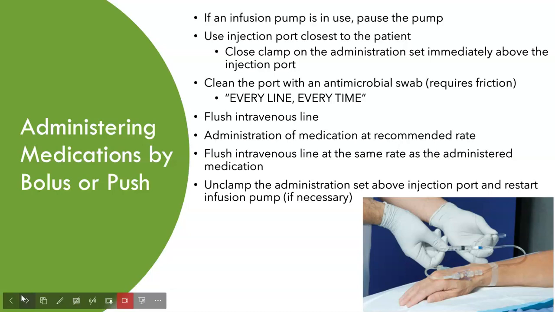So again, we're going to use the closest port to the patient. You can see down in this picture, you can see that port that's on the primary line there. They're using that one. They will have cleaned with their antimicrobial swab for the appropriate amount of time. And then they will flush to check the line, push the medication at the appropriate rate, and then flush again after. And then you can unclamp the administration set above the injection port and restart the infusion pump if necessary. You can see how the nurse down here, they've got the IV tubing just kinked. That's just to help prevent any backflow of that medication as they're flushing it.